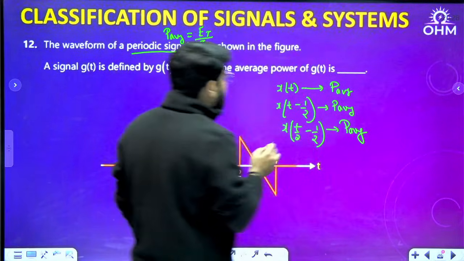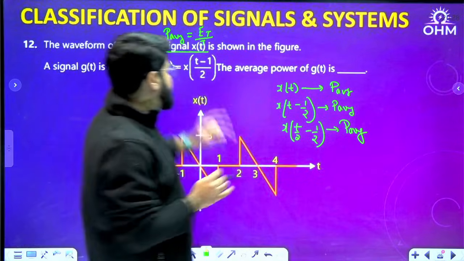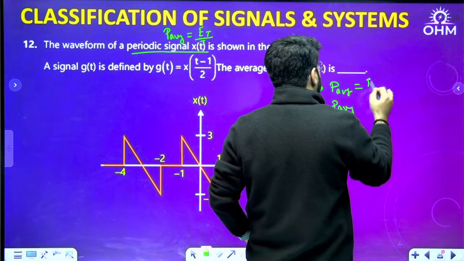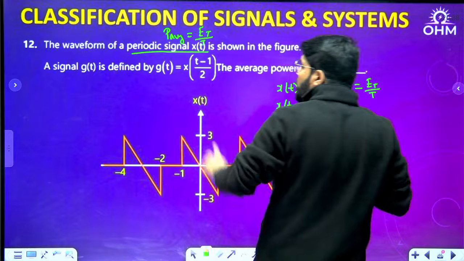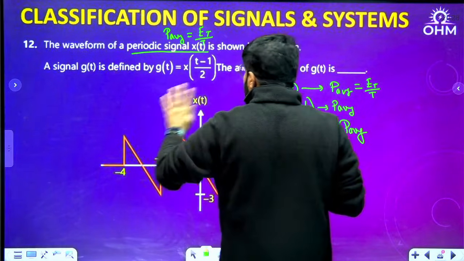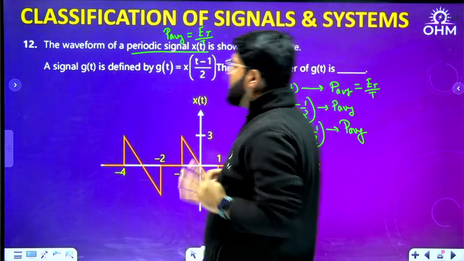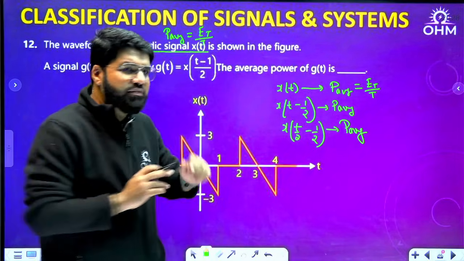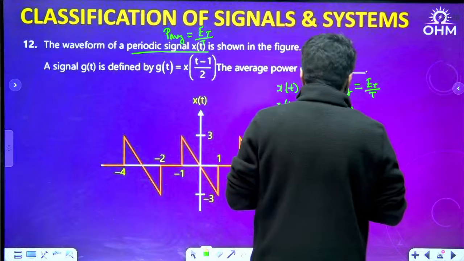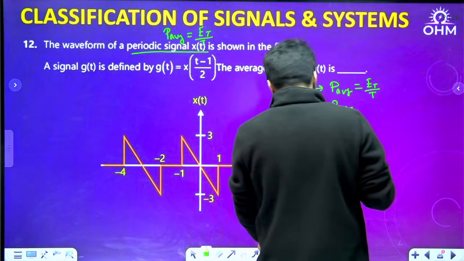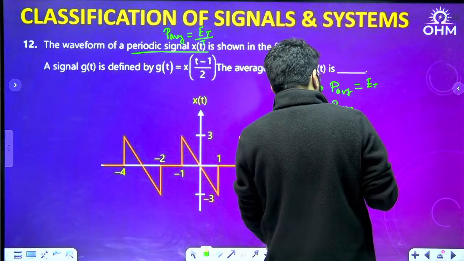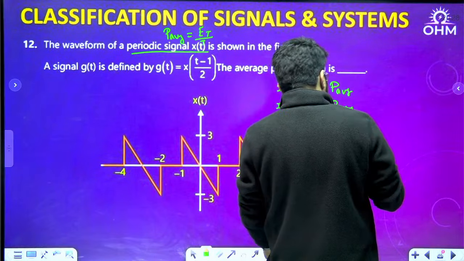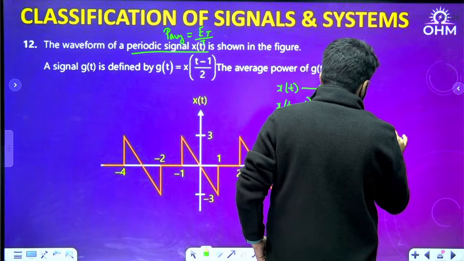P average means whatever is the power of the signal xt, and let me again write down, the power of the signal xt is Et by T. So it's not that you have to sketch another waveform Gt. You can directly calculate the xt power, and that will be the Gt power. Correct, Sai Bhargavi. Both will have the same power, and that is Et by T.